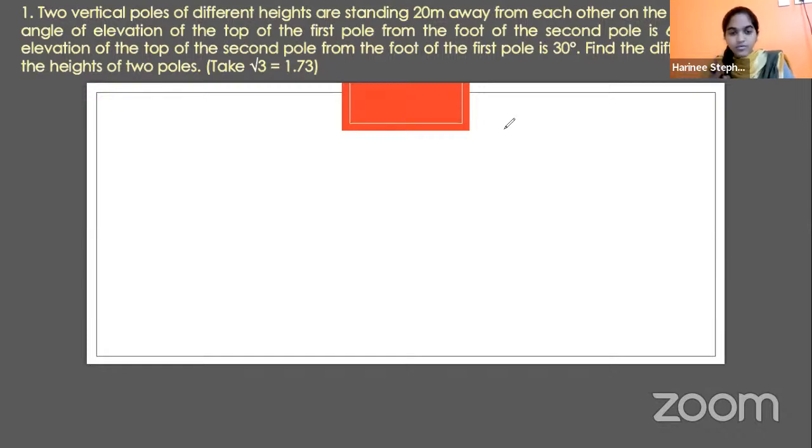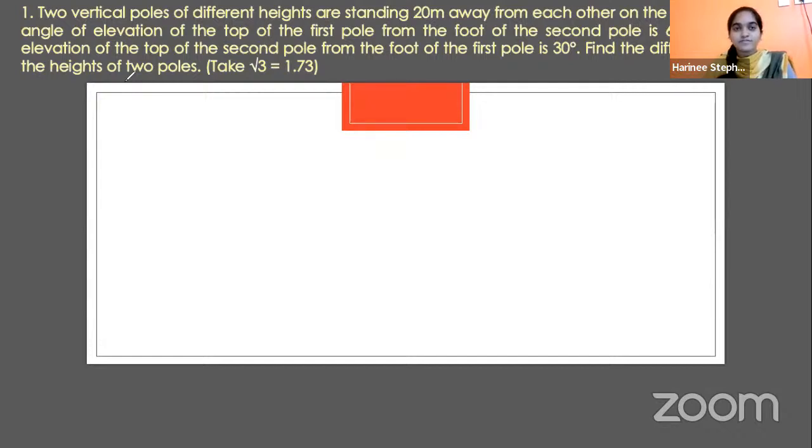And one more thing, if you have gone through the sample question paper, there are only 2 sections where applications of trigonometry come. One is 3-mark questions, and there is an odd choice. And another one is 4-mark questions, which is a case study based question. The first question, let's start.